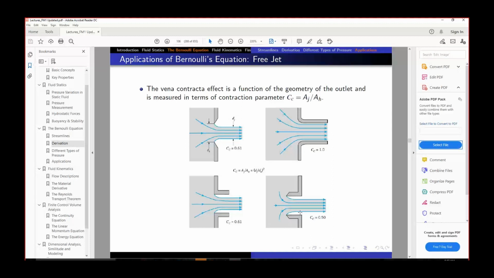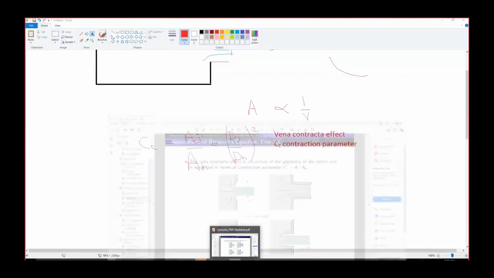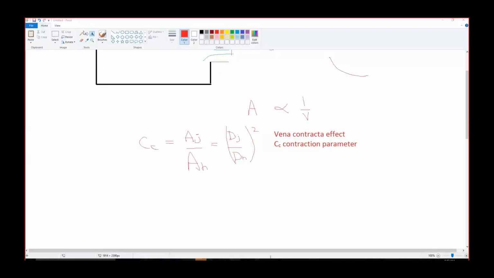Sir, what do we divide the CC by? CC is the contraction parameter, it's the correction. No sir, what do we apply it on? We divide it with the velocity? You will calculate velocity based on this equation, v equals under root 2gh, right? And we will just divide this by it.